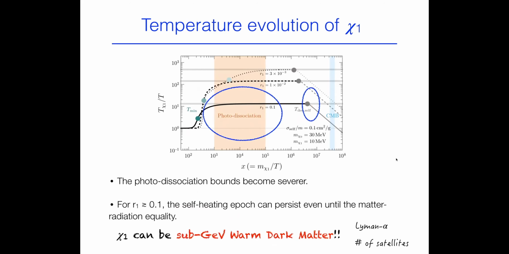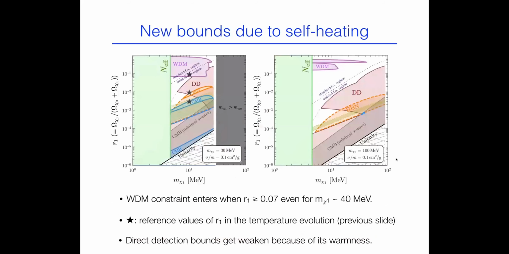So even though this light dark matter can have a mass around 10 MeV, it can be warm dark matter, whose mass is much larger than that of conventional warm dark matter. So we have to consider the various bounds for warm dark matter, including Lyman-alpha or the number of satellites. Regarding those warm dark matter bounds, there are additional constraints in the parameter space of light dark matter. The warm dark matter constraint enters when the fraction of light dark matter is larger than 7% of the total observed relic. And we still have the constraint coming from warm dark matter even when the light dark matter mass is around 40 MeV.